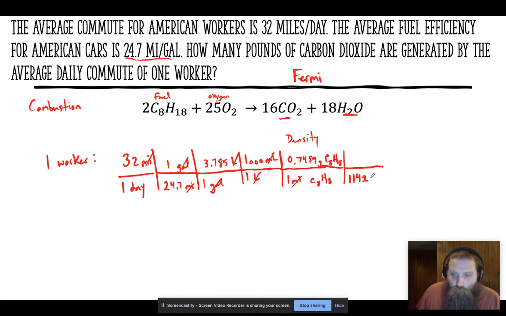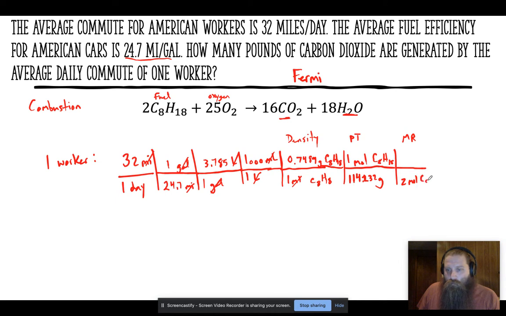114.232 grams in 1 mole of our C8H18. There's our periodic table bracket. And now that we have the periodic table, we can do the molar ratio. So 2 moles of C8H18 can be converted into 16 moles of CO2.